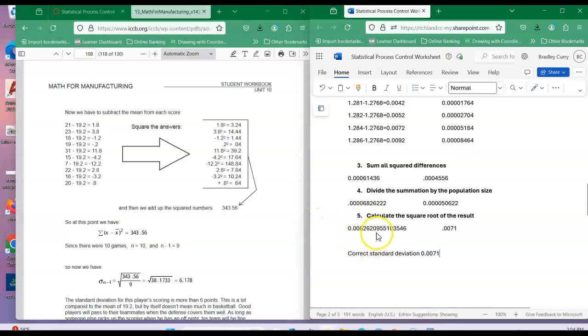Now, in a future video, we will come back in and we will use the TI-30XA calculator, and you'll see how the calculator makes a lot of this calculation a lot simpler.